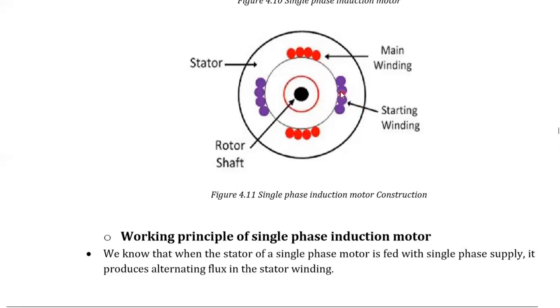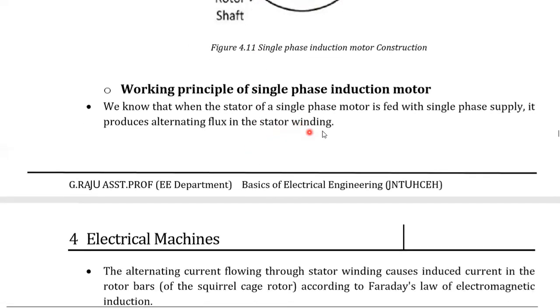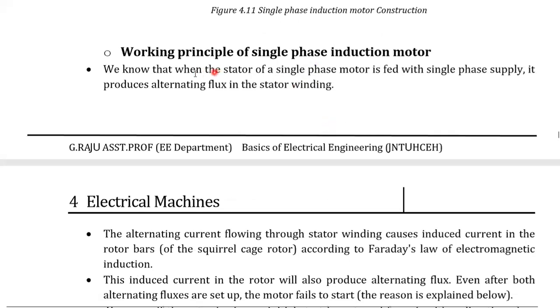In starting conditions, only this winding is used. That's why it is called the starting winding, and the main winding is called the running winding. So here is the working principle of the single phase induction motor.